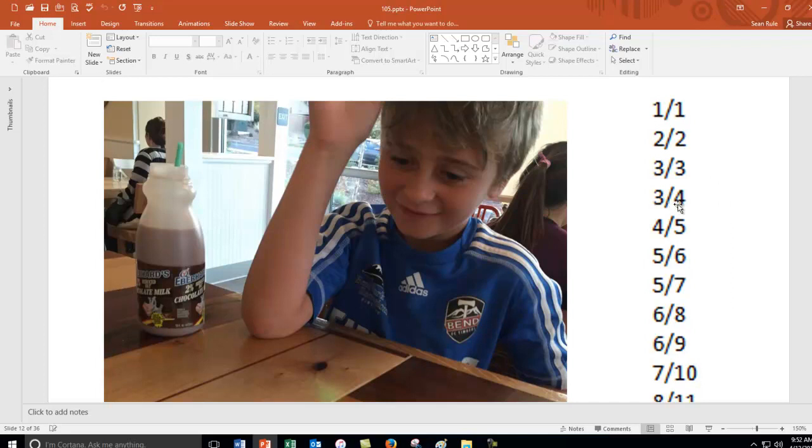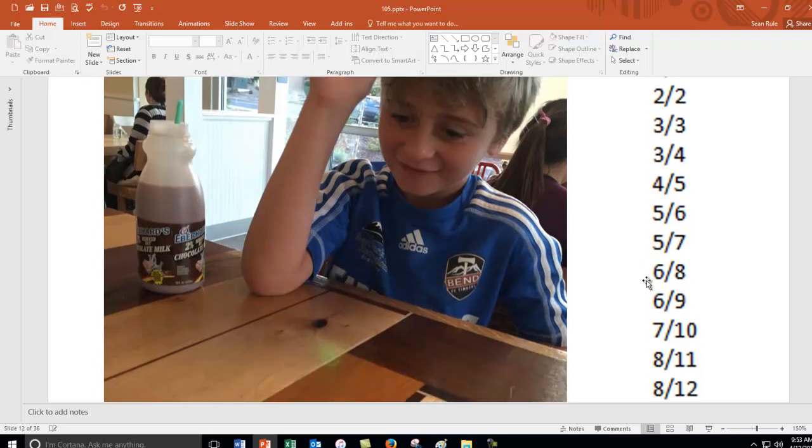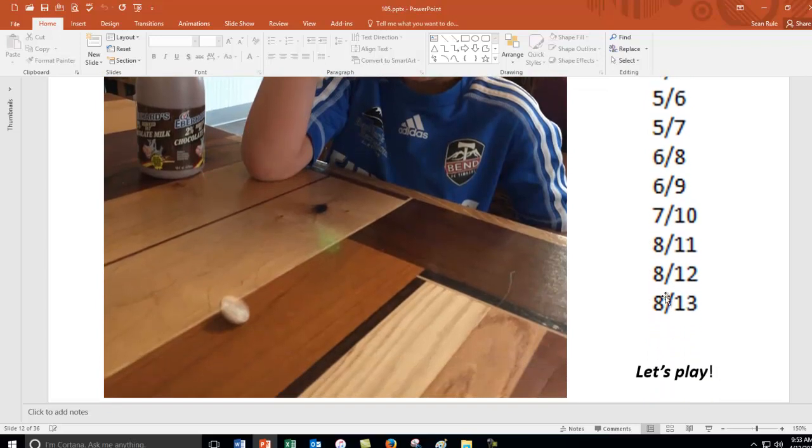Then he went 3 for 4. He missed the next one. But then he went 4 for 5, and then 5 for 6. So after 6 throws, he had guessed 5 of the 6 correctly. Okay, making sense so far? Then he missed one, went 5 for 7, then 6 for 8. Anyway, we continued this for a while, and then he got bored right at 8 out of 13. So he had flipped it 13 times and gotten it right 8 out of the 13 times.